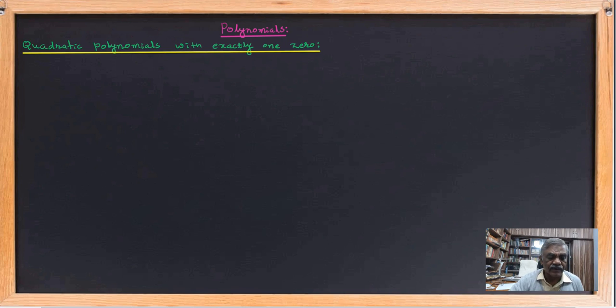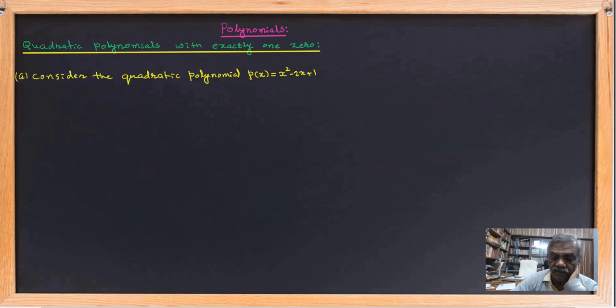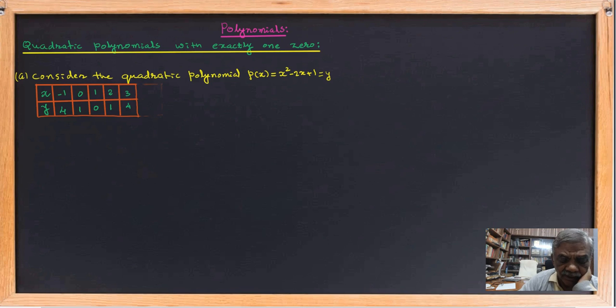Now you can see here, consider the quadratic polynomial y equals p(x) equals x squared minus 2x plus 1, and let me call it y. Corresponding to x and y, look at the table here. x equals minus 1 and y is going to be 4, 0 and 1, 1 and 0, 2 and 1, 3 and 4.